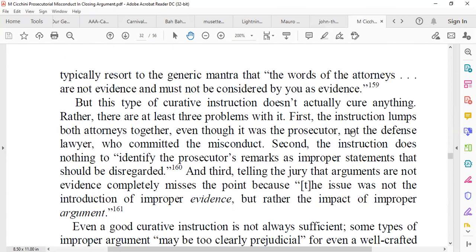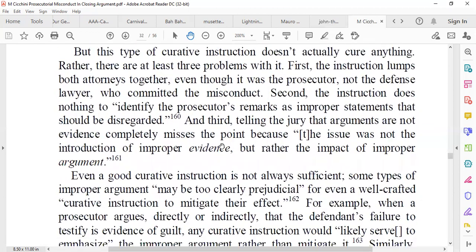First, the instruction lumps both attorneys together, even though it was the prosecutor, not the defense lawyer, who committed the misconduct. Second, the instruction does nothing to identify the prosecutor's remarks as improper statements that should be disregarded. And third, telling the jury that arguments are not evidence completely misses the point, because the issue was not the introduction of improper evidence, but rather the impact of improper argument.